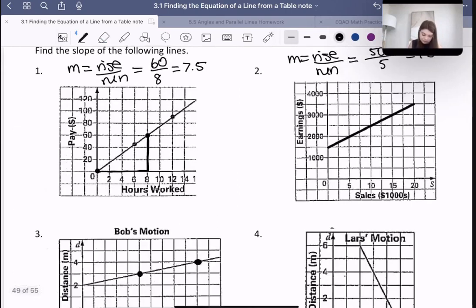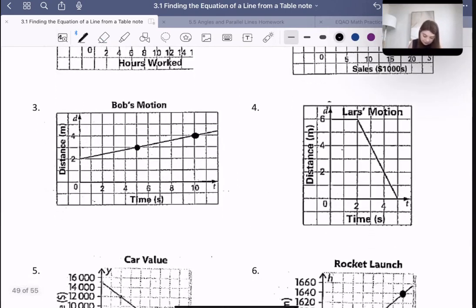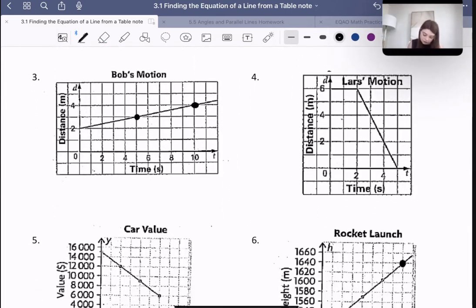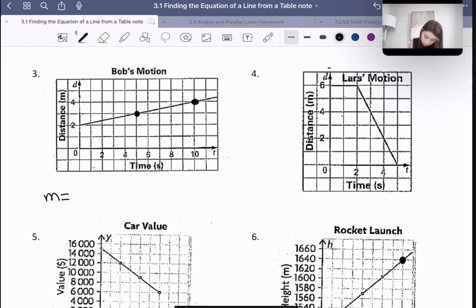Good. Let's go here to number 3 with Bob's motion. So it looks like 2 points are already chosen for us. So we just need to find slope or rise over run. So in this case, rise would be 1, right? So rise is 1 over run, which is 1, 2, 3, 4, 5. So therefore, m, the slope, is 1/5.